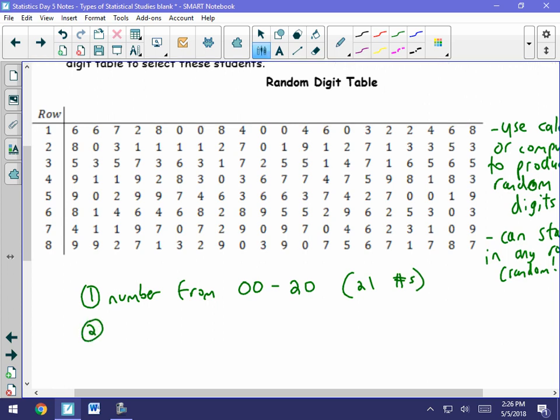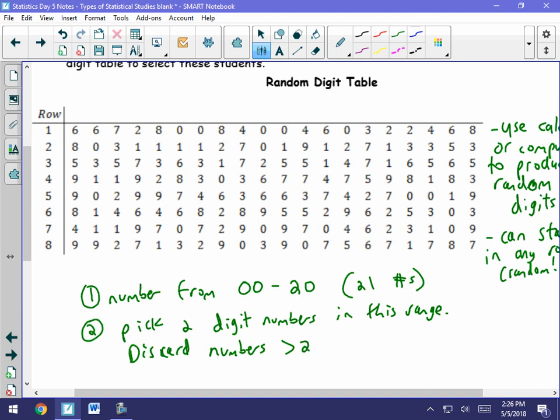And then we're going to move through our random digit table and we're going to pick 2-digit numbers in this range. As we go through and do our selections, we're just going to discard any numbers that are greater than 20, because we only have 21 people in the class, or numbers that we picked already, numbers already chosen.